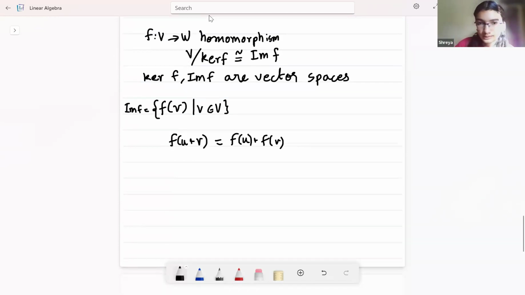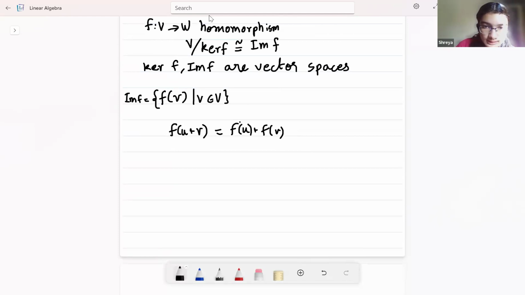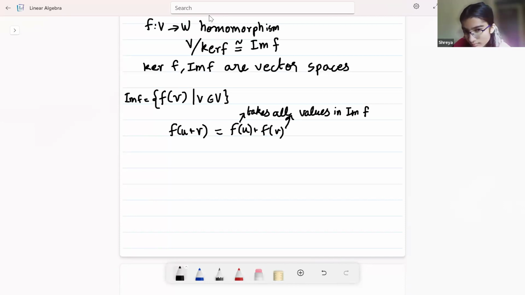Yeah, that works. Okay, so this can take all values in W, all values in the image. And so does this. So this is anything of the form A plus B, where K is the base field and A and B are in the image. So then we are saying that A plus B also belongs to the image.